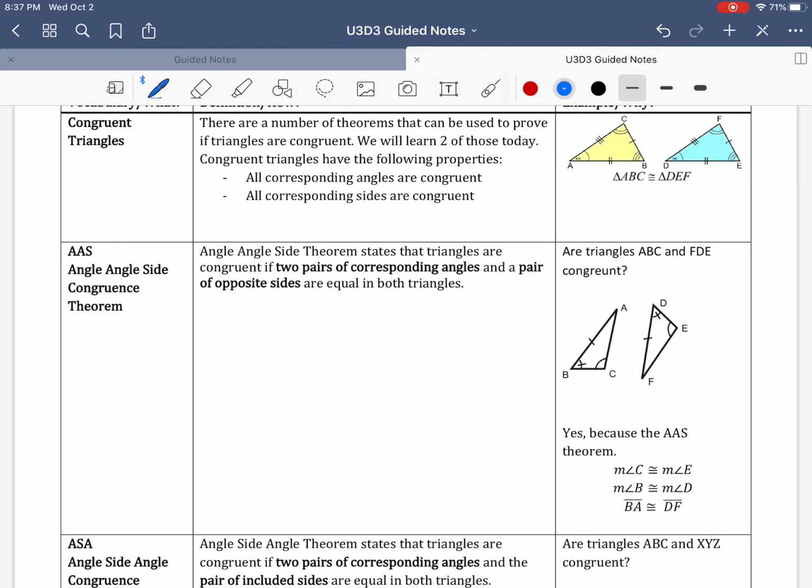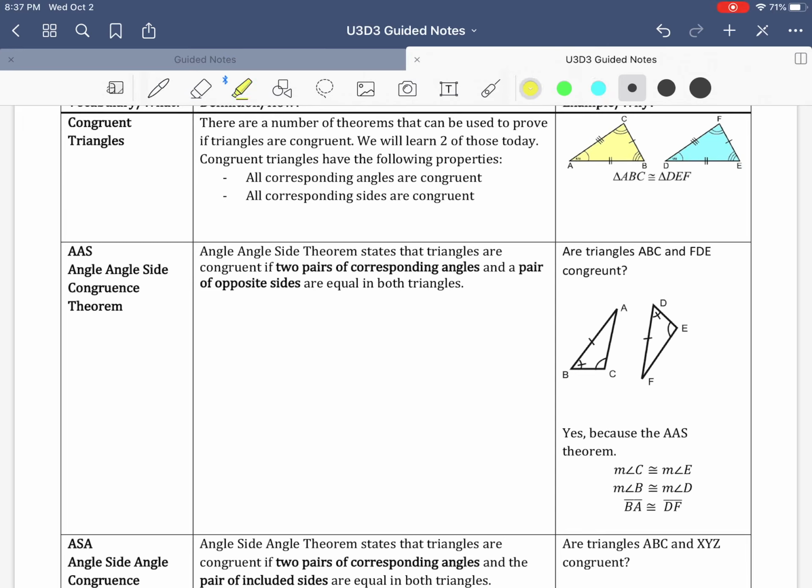When we talk about congruent triangles, there are a number of theorems that we can use to prove that they are congruent. Today, we're going to learn two of these. When you know that triangles are congruent, they have the following properties: all your corresponding angles are congruent and all of your corresponding sides are congruent.